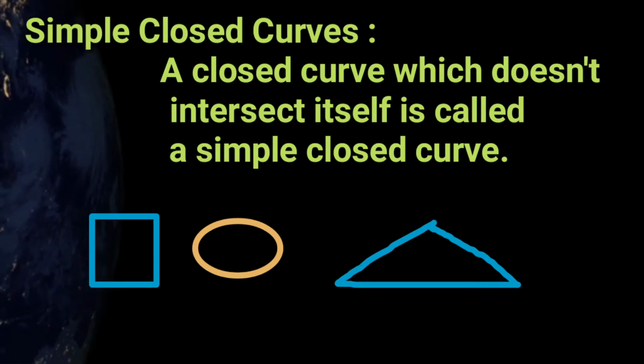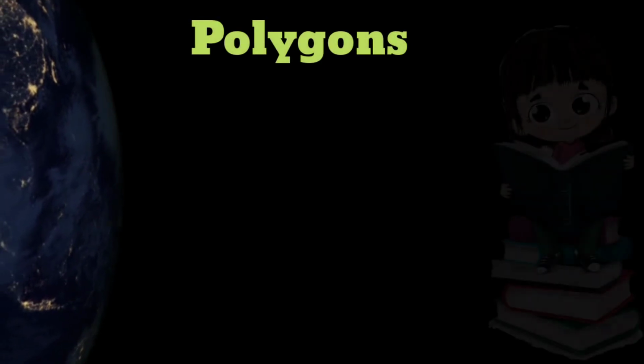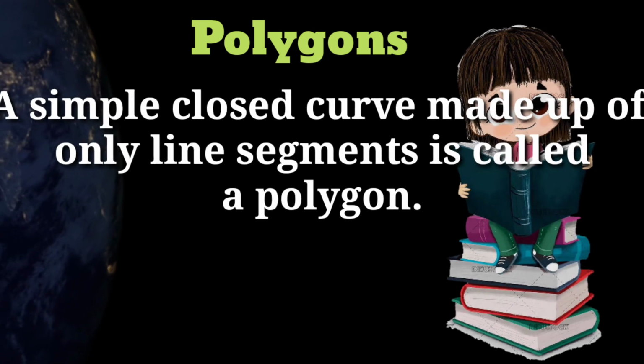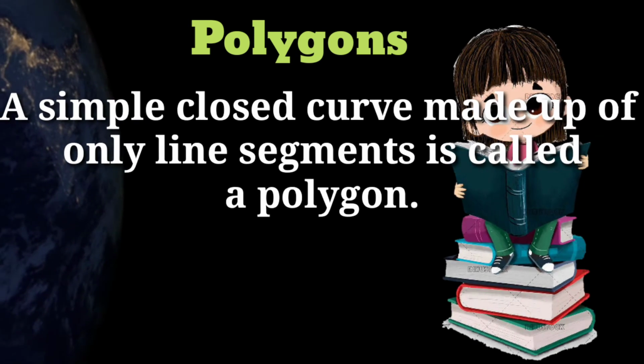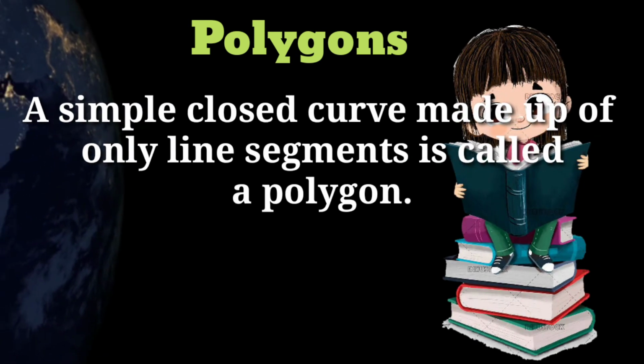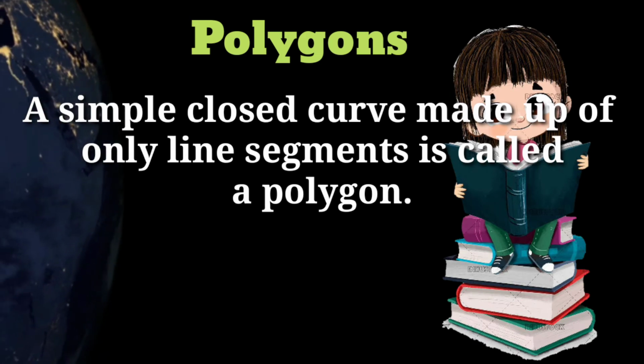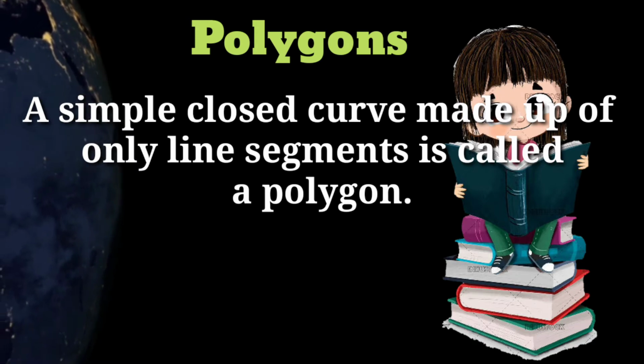Now we will discuss polygons. A simple closed curve made up of only line segments is called a polygon. And each straight line in a polygon is called its side.